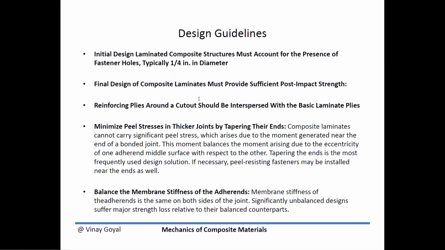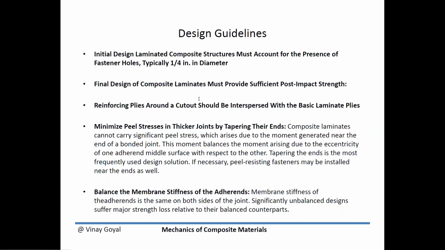Continuing on here, reinforcing plies around the cutout should be interspersed with basic laminate plies. So if you have a region where you have a window or cutout, you want to put reinforcing plies around the cutout to reduce the stress concentrations from the cutout itself. But then the reinforcing plies should be interspersed with the basic laminate, and that's basically increasing the strength capability altogether.